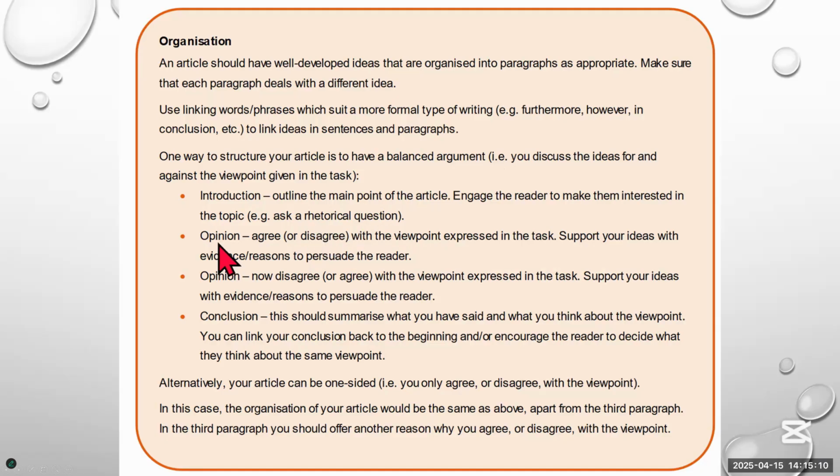So in the next paragraph, opinion: agree with the viewpoint expressed in the task, support your ideas with evidence or reasons to persuade the reader. And now you disagree with the viewpoint and again support your ideas with evidence or reasons. In the conclusion, you should summarize what you have said and what you think about the viewpoint. You can link your conclusion back to the beginning or encourage the reader to decide what they think about the same viewpoint. You can also write a one-sided article, but in this video, I'm going to do a balanced argument.